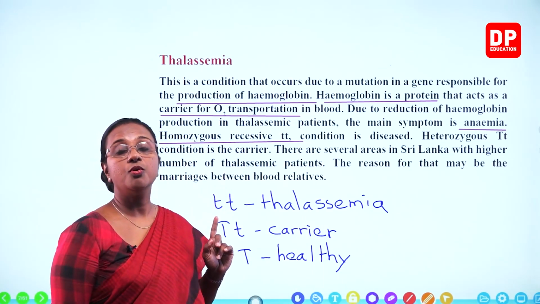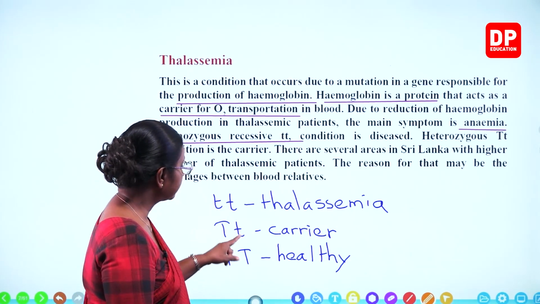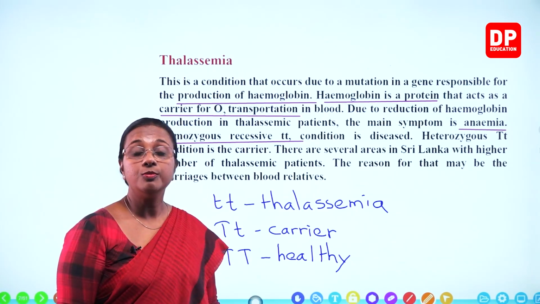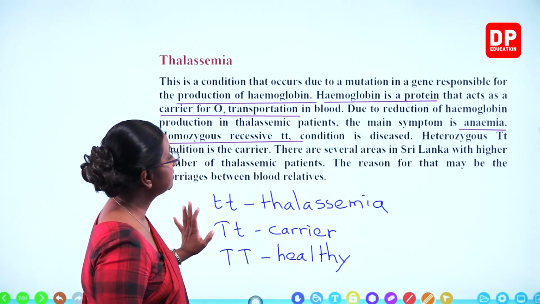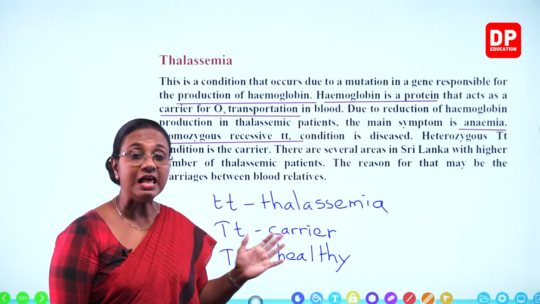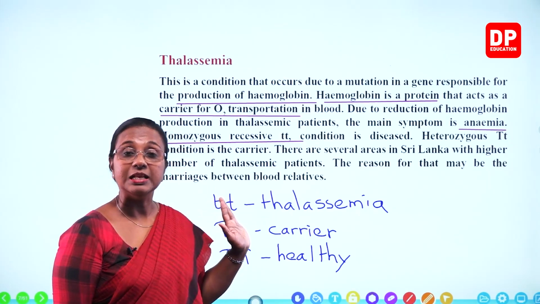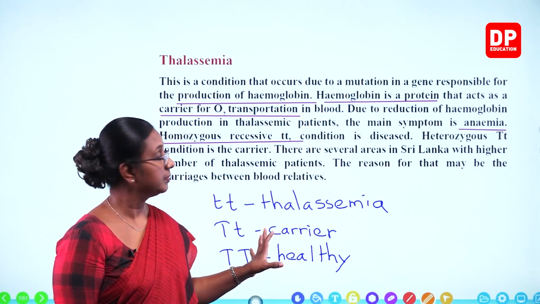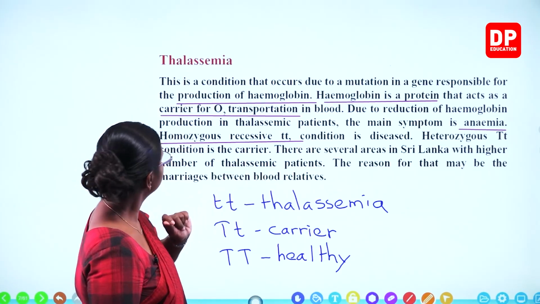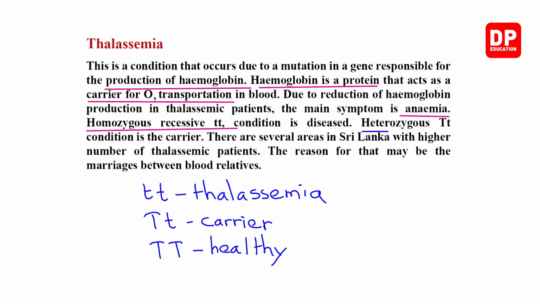So if it is homozygous recessive genes, the person will have thalassemia. The heterozygous condition will be a carrier and the homozygous dominant character will be a healthy person. Now this is irrespective of whether the person is a male or a female. All three are possible in both males and females because this is in an autosomal chromosome. So the heterozygous Tt condition is the carrier. The tt is the disease. Then we have the heterozygous condition, that is the carrier.